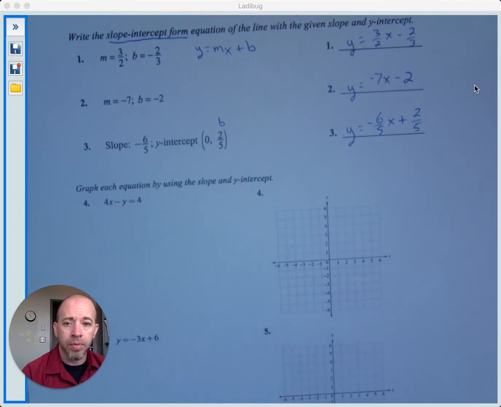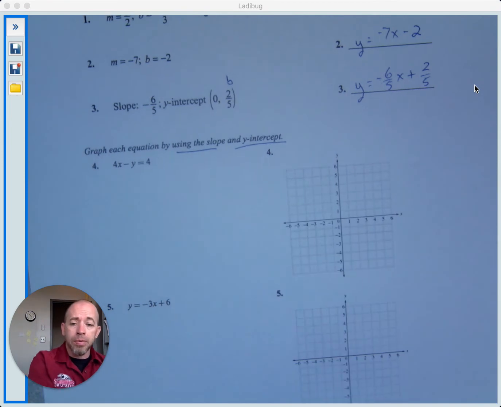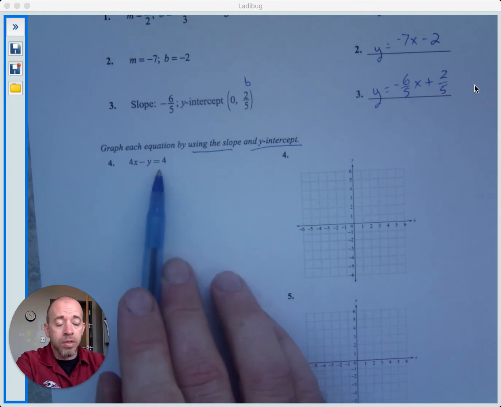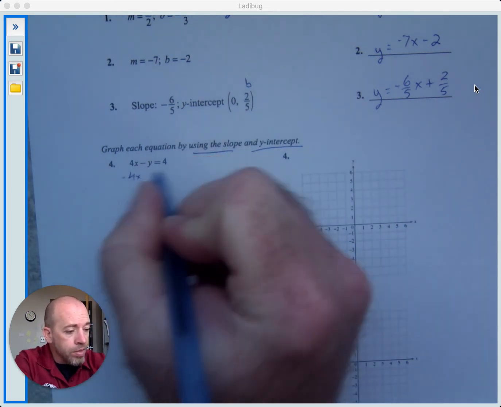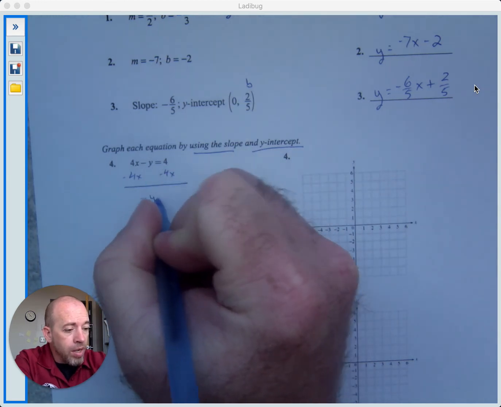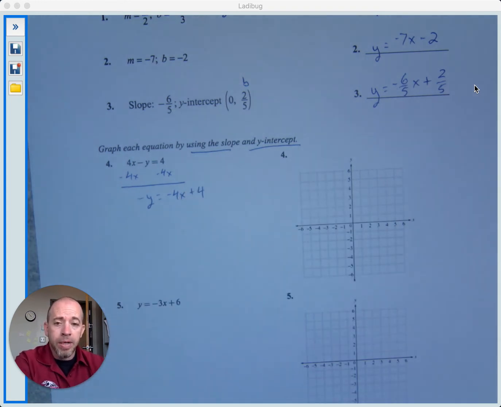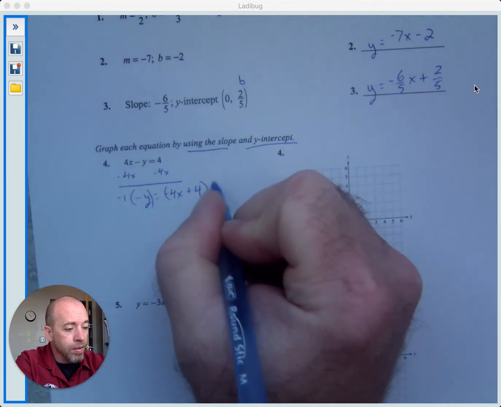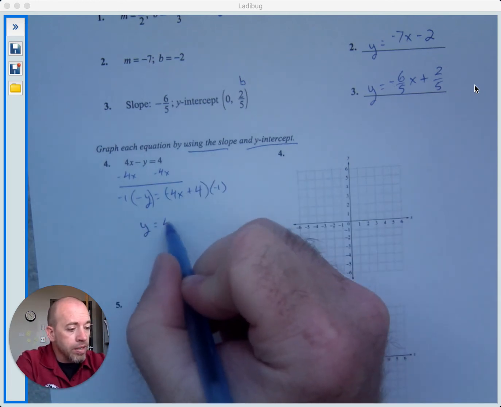Now, in the next part, we're going to graph these equations, and it tells us to use the slope and the y-intercept. So you may prefer this method. If you look at this first guy right here, this is not in slope-intercept form. And to use the slope and y-intercept, it would be nice if it were. So let's get y by itself so that it's in slope-intercept form. We subtract 4x from both sides. We get negative y is equal to negative 4x plus 4. Alright, so y is almost by itself, but we need to multiply both sides by negative 1, right? And then we get y is equal to, if I distribute the negative 1, we get 4x minus 4.